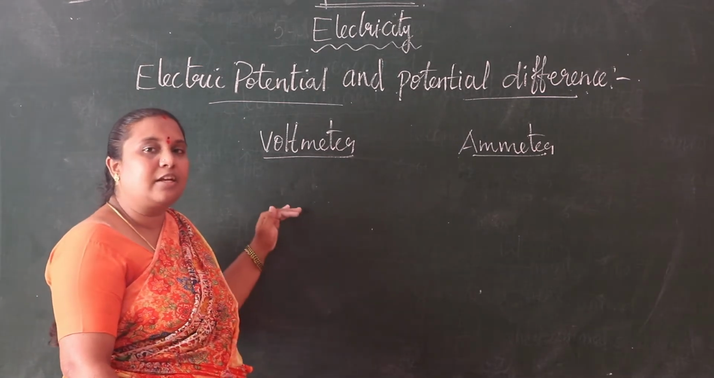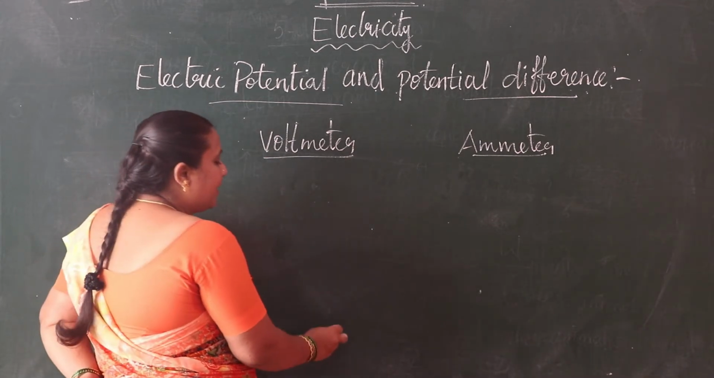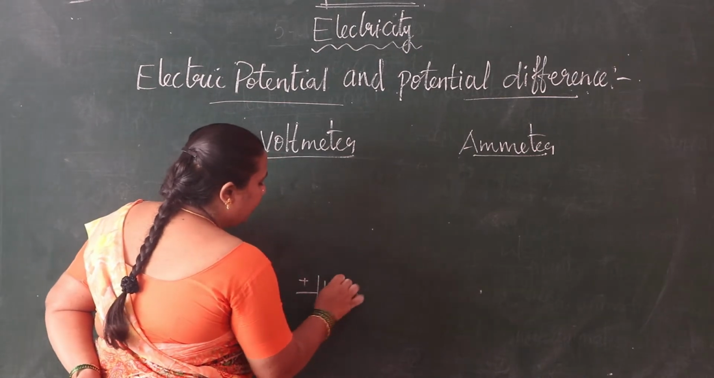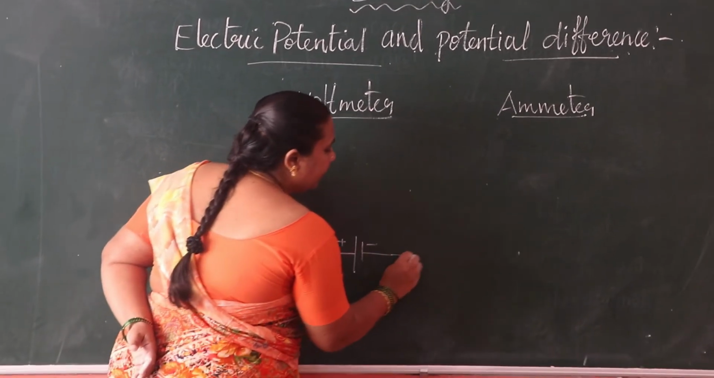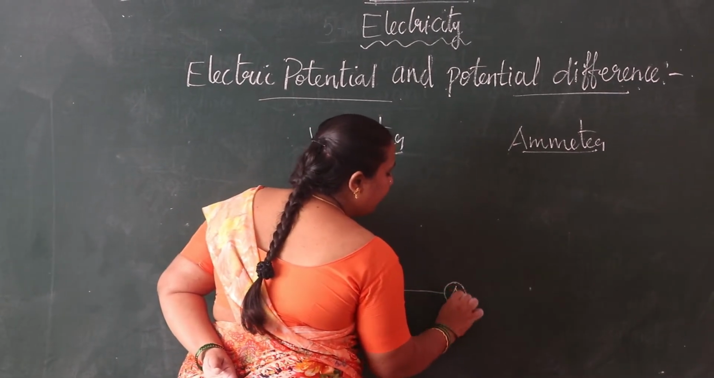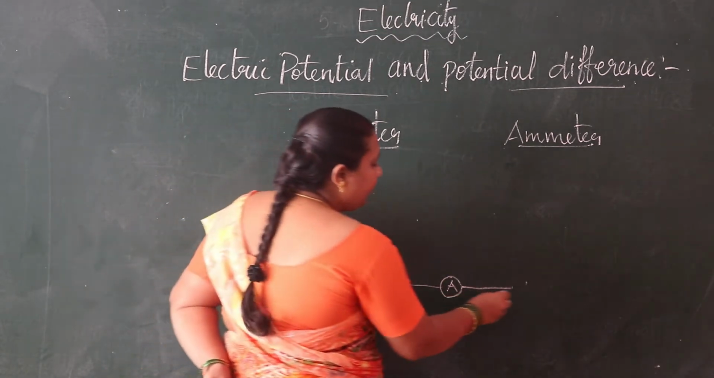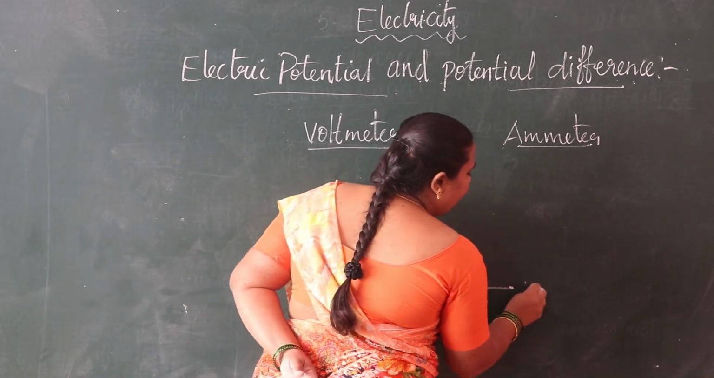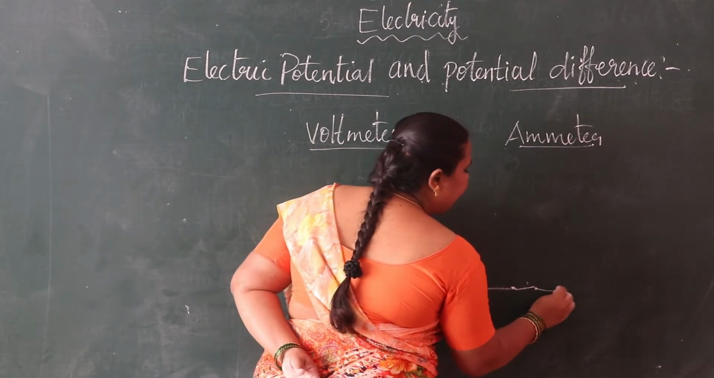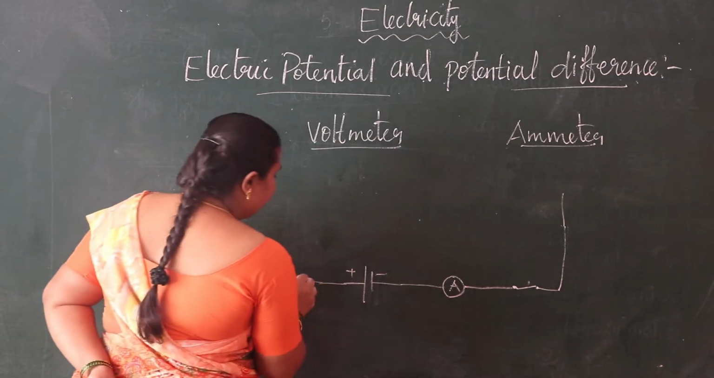Let us see the circuit diagram using symbols. First we are using a cell or battery. Then we move on to measure the electric current, an ammeter, in series circuit. Then we attach the plug key, that is the switch or plug key. Then the electric current is flowing like this.